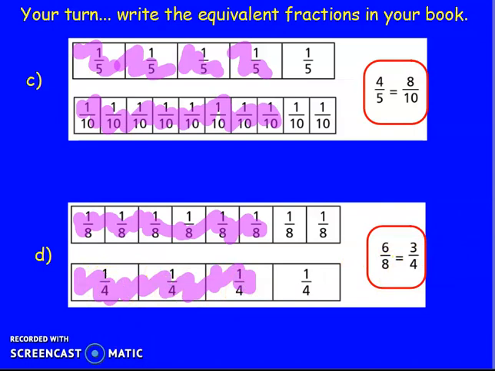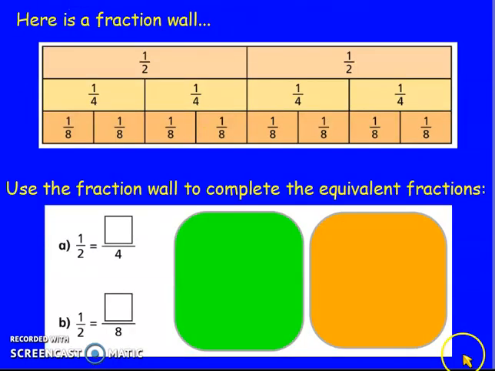Do you notice a relationship between these numbers? 4/5 and 8/10. You might have spotted that 4 times 2 is 8 and 5 times 2 is 10. You might have spotted that 6 divided by 2 is 3 and 8 divided by 2 is 4. You'll see lots of patterns as we work on fractions.